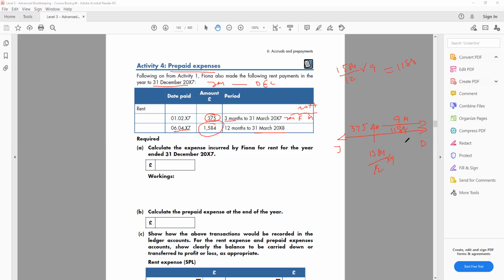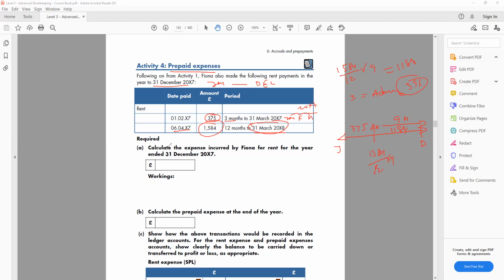That's relevant to 2007. And minus 1584 for 3 months, that is 396. 396 is the advance, that's for 3 months. So 3 months basically is the advance, that is 396, because my year is ending on December, but I paid up to March 2008, up to next year March. So obviously after December, whatever I paid is in advance. So £396 I paid in advance.